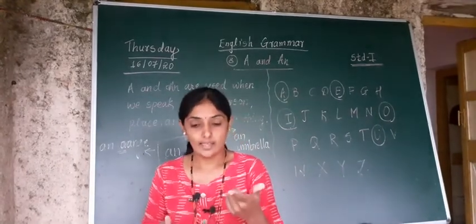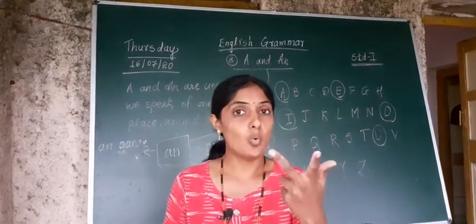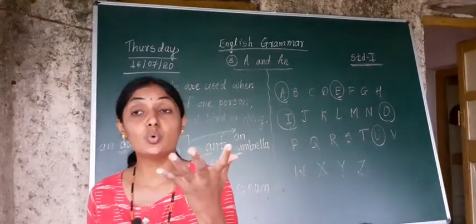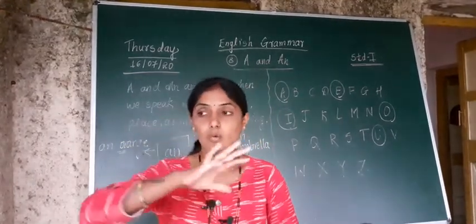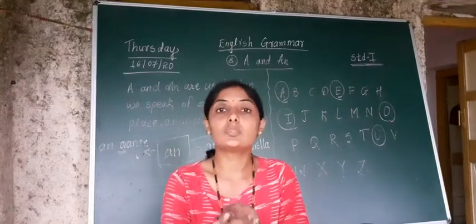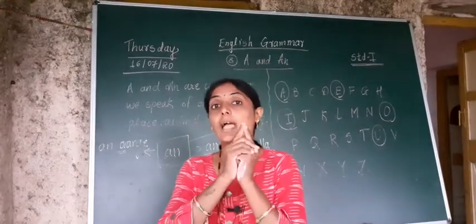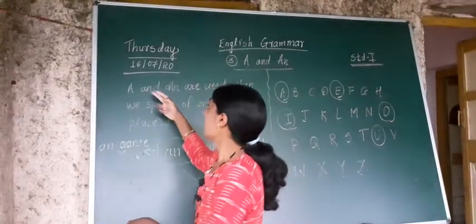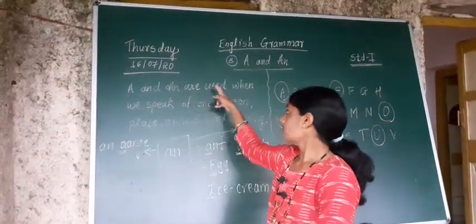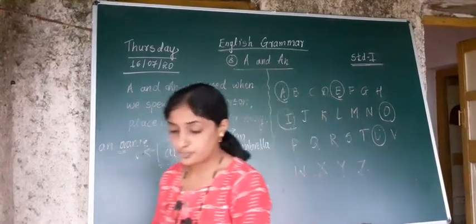Now A, O, E, U, I. These are vowel sounds, and before these words which article do we use? We use the article an. And here it is told that A and an are used when we speak.